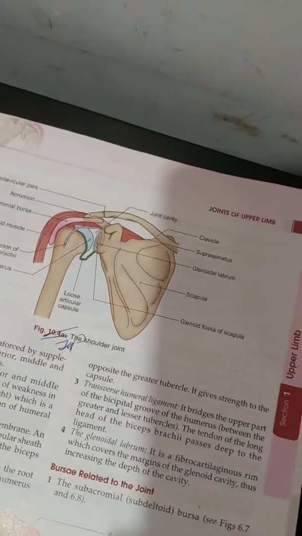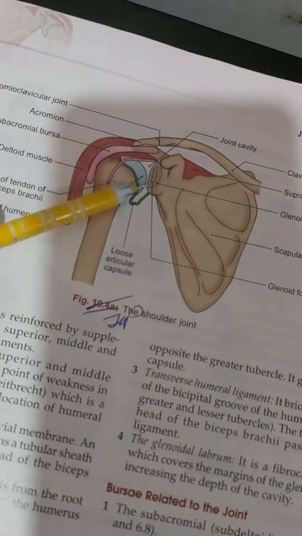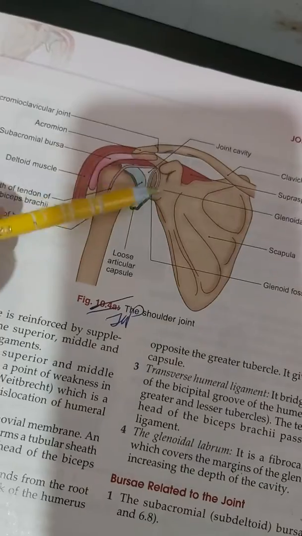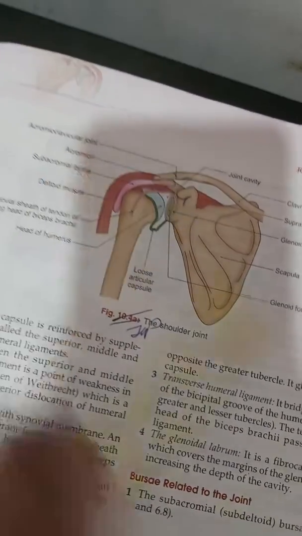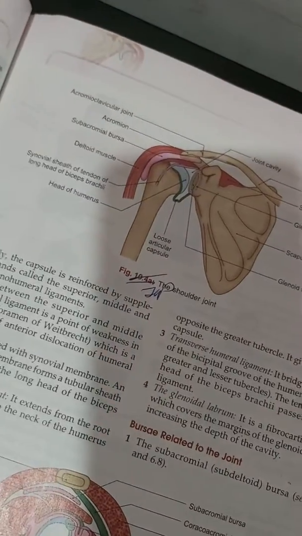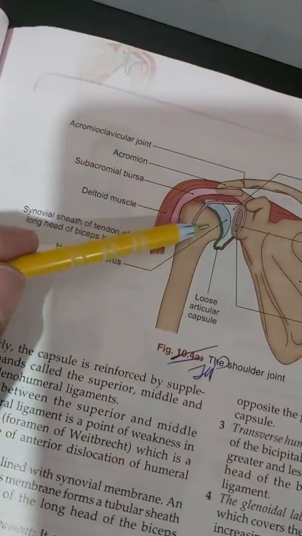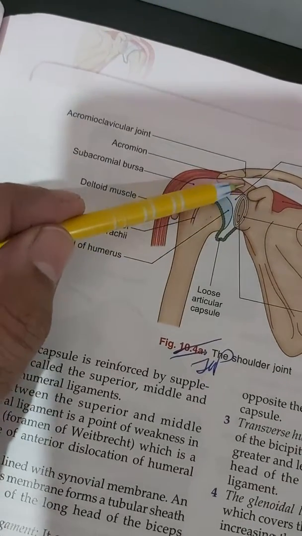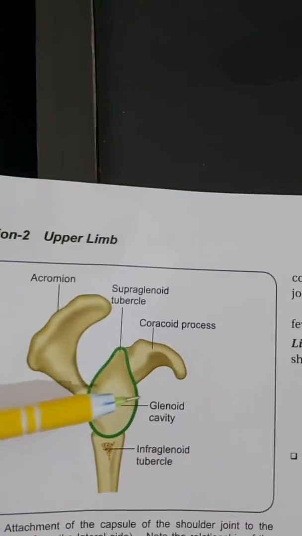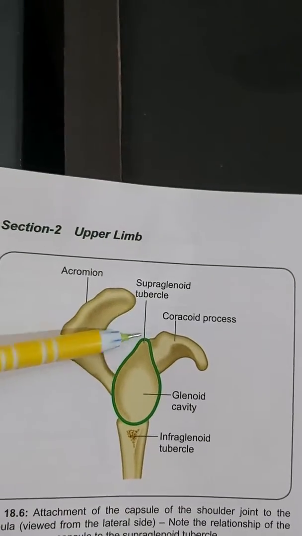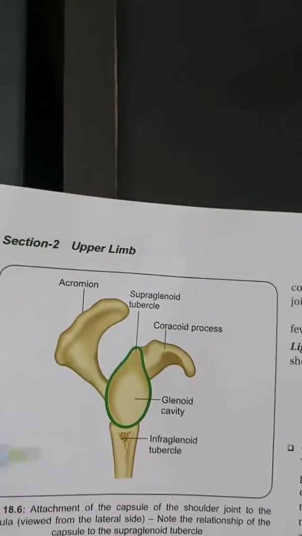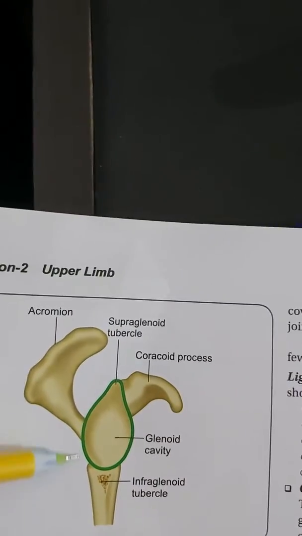There is an articular capsule, which is a fibrous capsule that covers this whole joint. This is all the fibrous capsule of the shoulder joint, and it is attached to the scapula as well as to the humerus. In this capsule, it extends beyond the supraglenoid tubercle. You can see in this diagram, the capsule is beyond the supraglenoid tubercle. So the glenoid labrum is almost intracapsular because the capsule covers the whole of it.